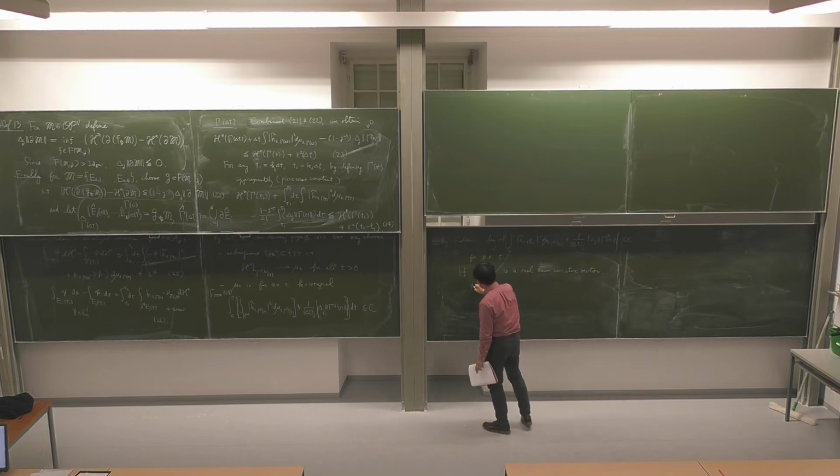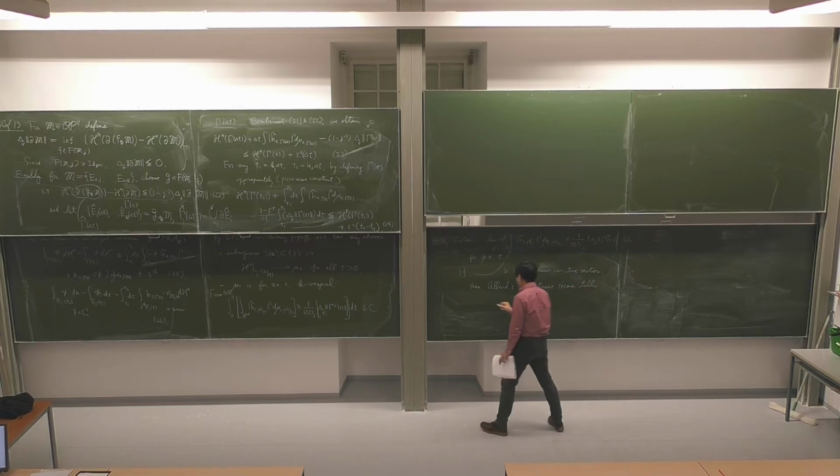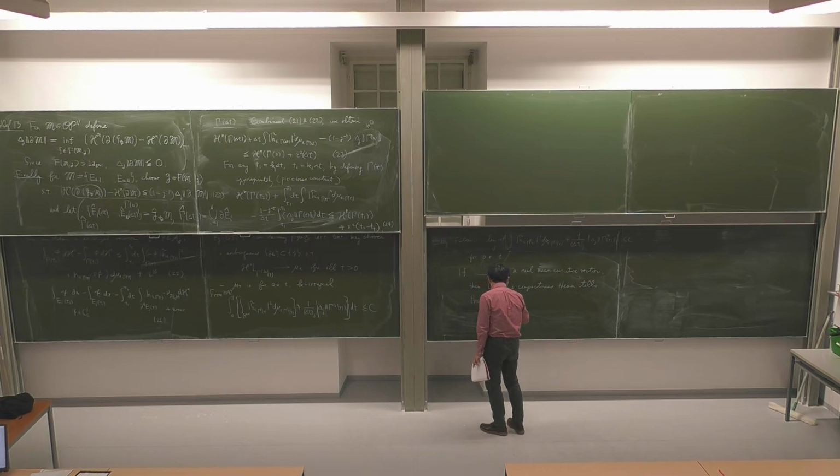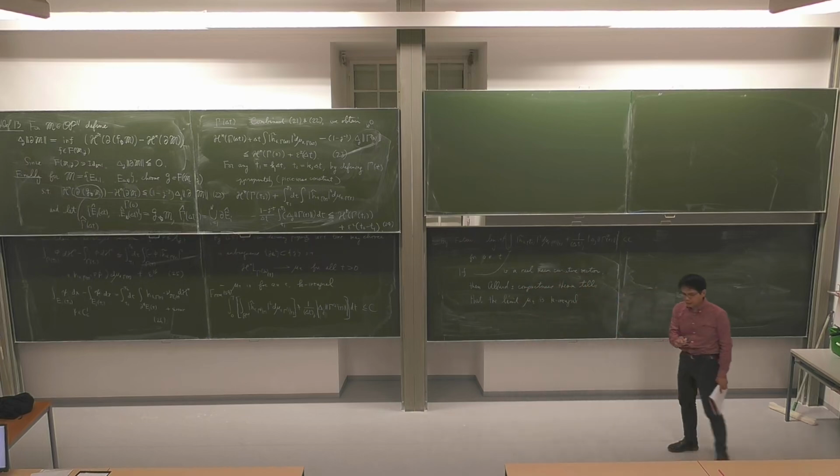So if this is a real mean curvature vector, then Allard's compactness theorem tells that the limit in T is actually K integral. Okay, I hope that the first part is fine.